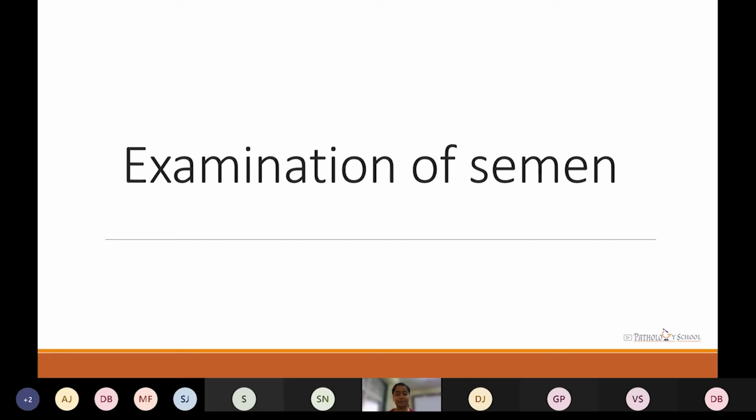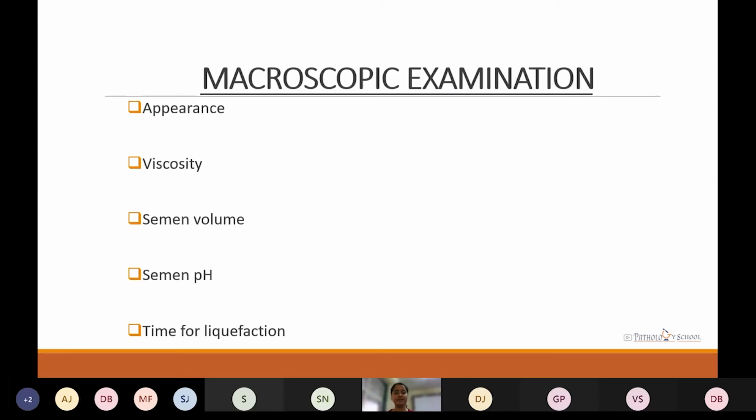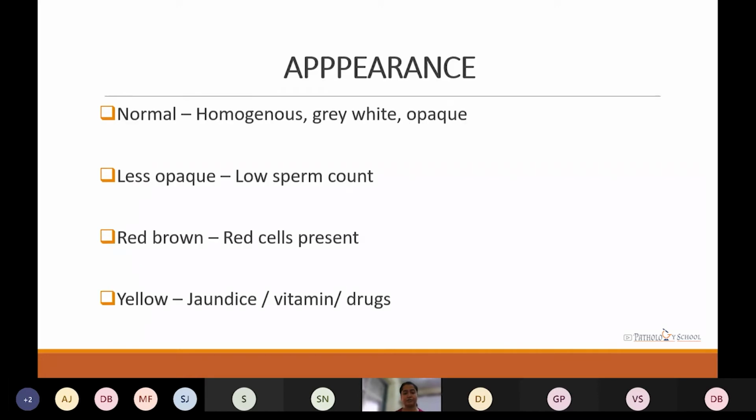Now the examination part. We will begin with the macroscopic examination. There are 5 major points under which we do this examination. Number one is the appearance, then we have viscosity, then semen volume, semen pH, and lastly the time for liquefaction.